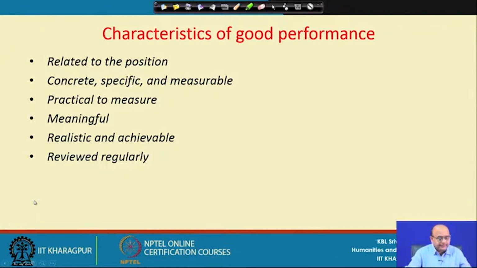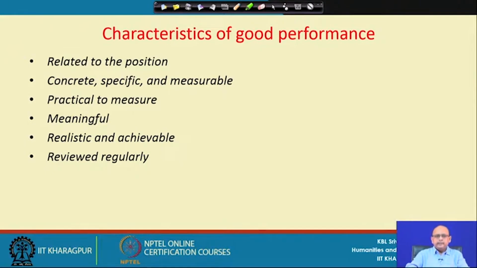Now, what are the characteristics of a good performance standard? Make sure that it is related to the job the person is doing. It is very concrete, specific and measurable, as I told you, right. Reducing overtime within a time frame, and how much overtime you are going to reduce, that is measurable, right. And it is practical to measure, it is easy to measure, and it makes sense. If you say, okay, from 150 hours you want to make it 140 hours, it does not make sense, because it is not significant. And make sure that it is realistic and achievable.